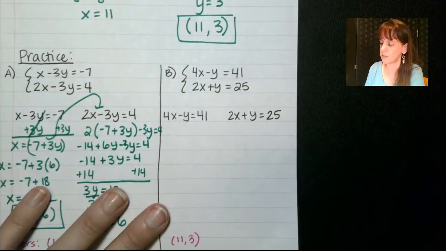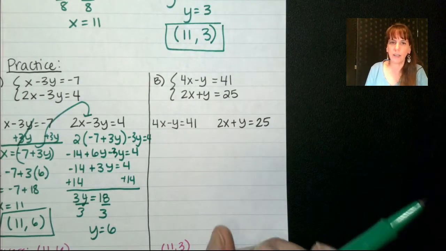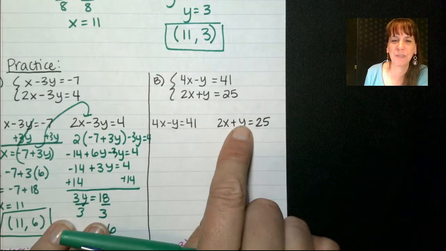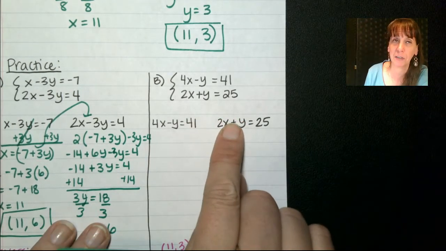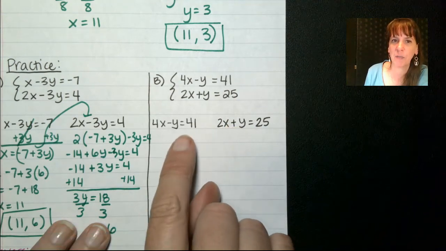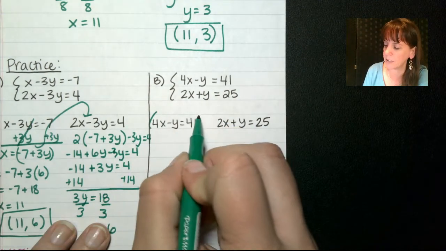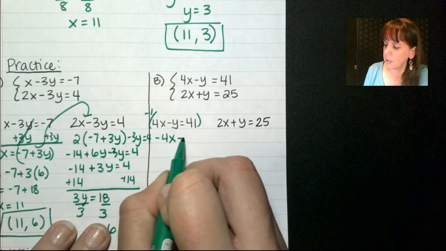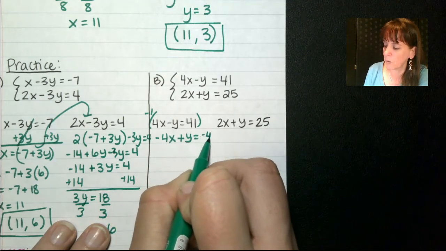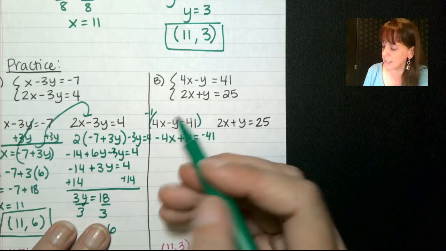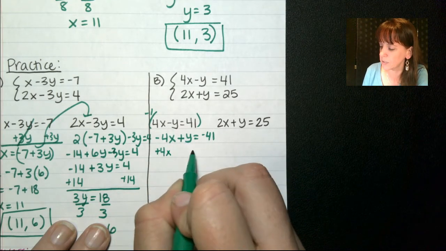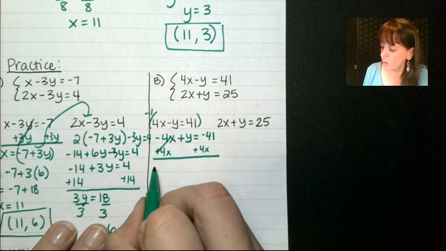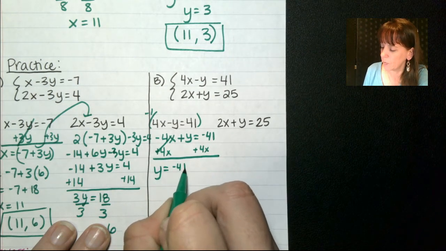So, all right, let's do it. Now, looking at these, let me try that again with them. I could get this y by itself, but I want to show you that trick again by multiplying everything by negative 1. So I get negative 4x plus y equals negative 41. I want to get that y by itself, so I'm going to add 4x to both sides. So that gives me y equals negative 41 plus 4x.